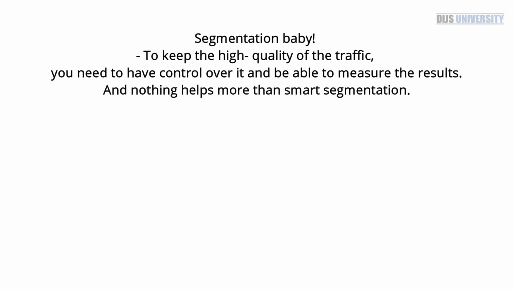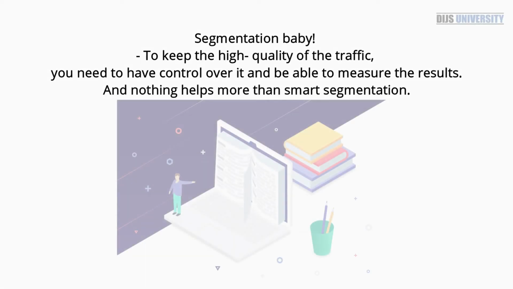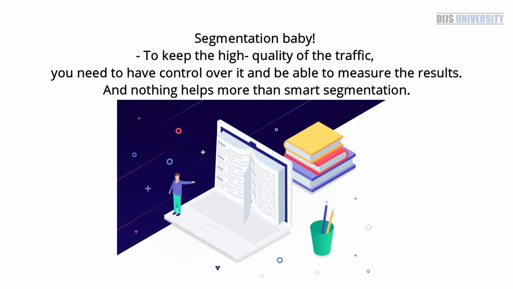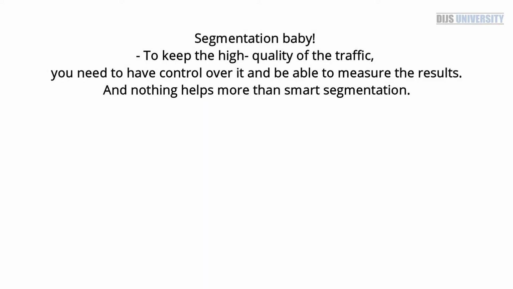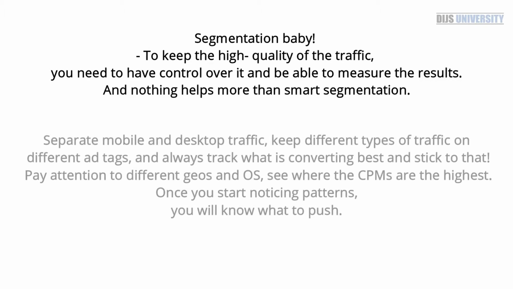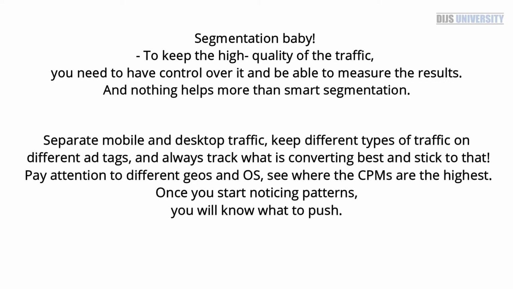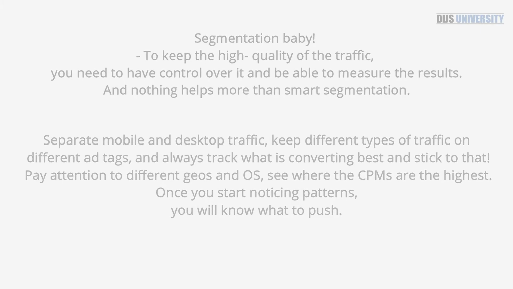And fourth, you have segmentation. To keep the high quality standard of traffic, you're going to need to control it and be able to measure the results. And segmentation is how you can achieve that. You're going to want to separate mobile and desktop traffic, keep different types of traffic on different ad tags, and always track what is converting best and stick to that. Pay attention to different geos and operating systems. See where the cost per 1,000 impressions is the highest, and once you start noticing patterns, you will know what to push.